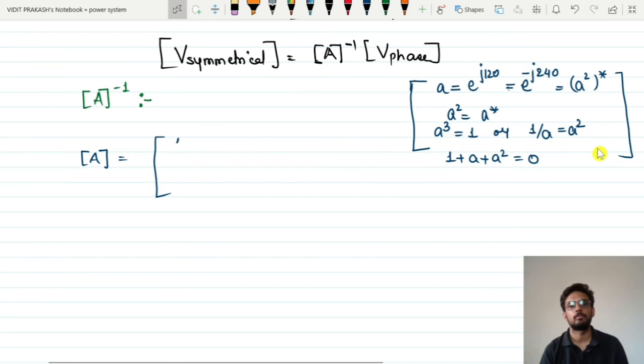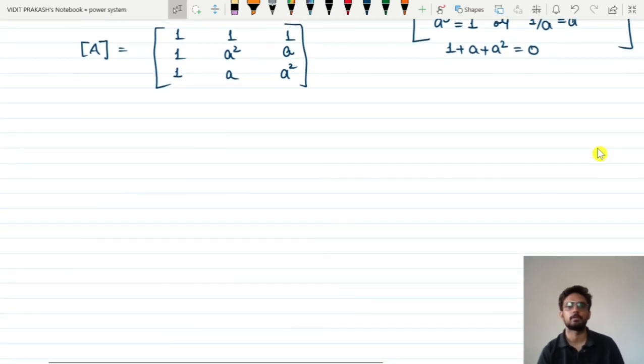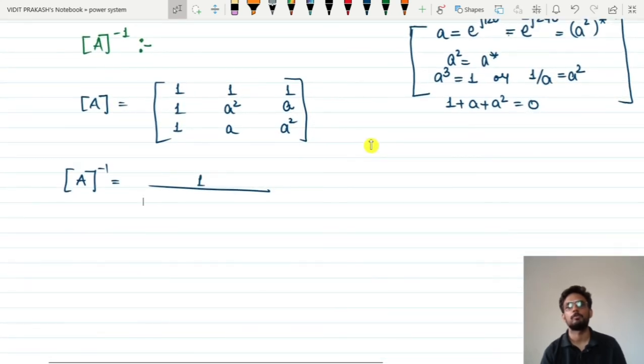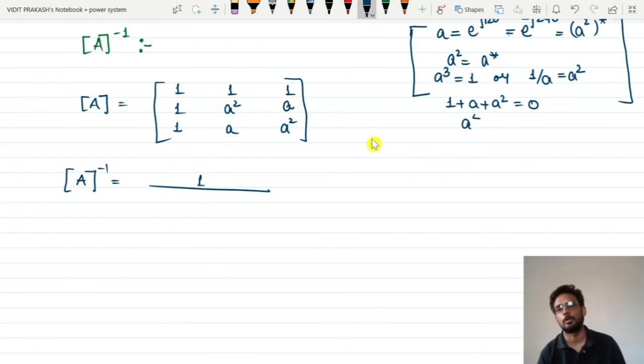See, what is A? First row is 1 1 1, second row is 1 A square A, and third row is 1 A A square. Okay, we need to find the inverse of this matrix. So the inverse of this will be equal to 1 by 1 into A to the power 4 minus A square. So what is A to the power 4? Here A to the power 4 is nothing but A cube into A, and A cube is 1, so we can write this as A.